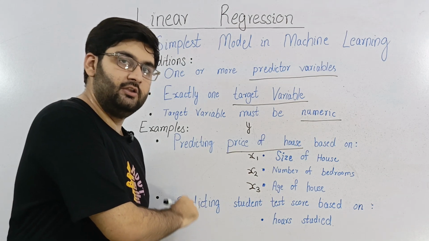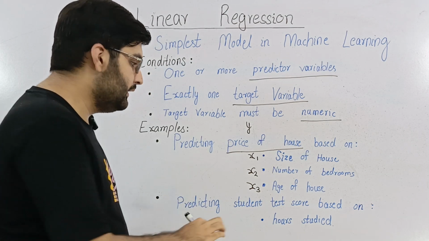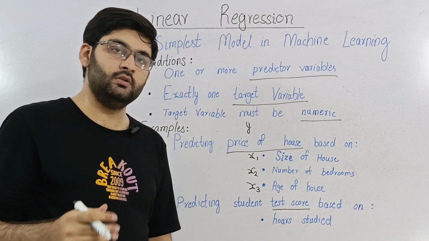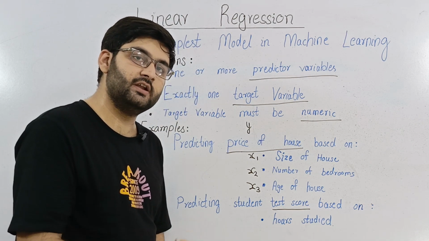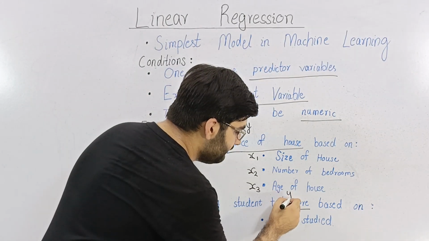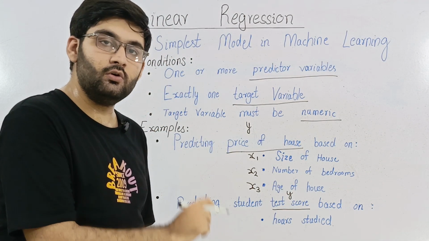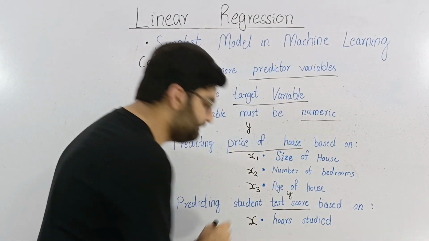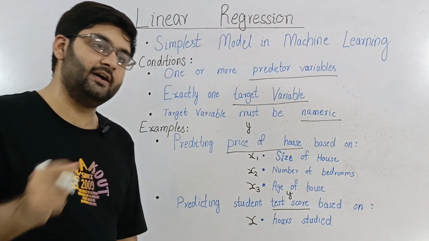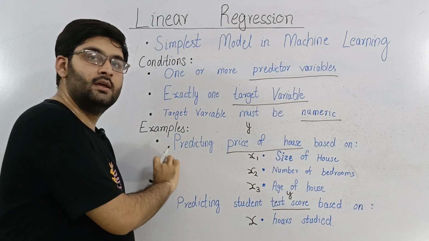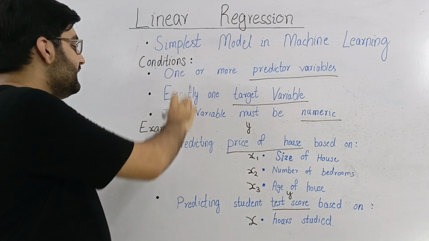In the second scenario, we want to predict the test score of a student based on the number of hours studied by the student. So the test score is the target variable and the number of hours studied is the predictor variable. Now we want to verify whether these two scenarios meet the above three conditions.